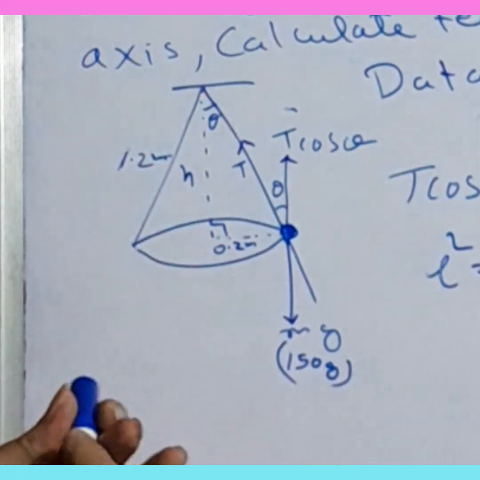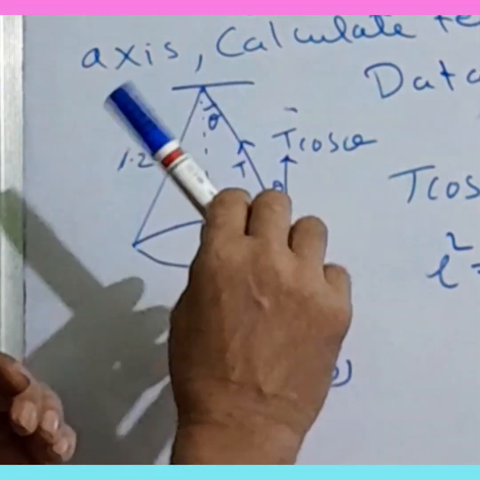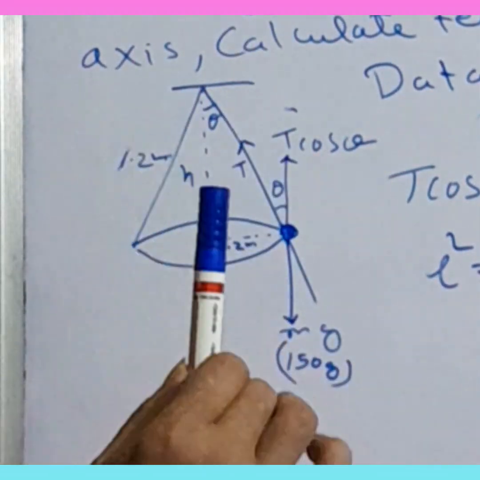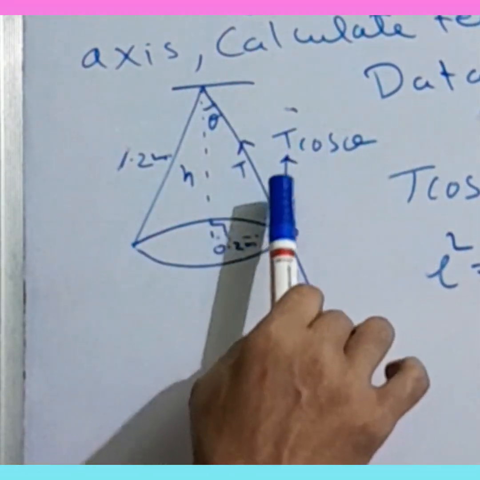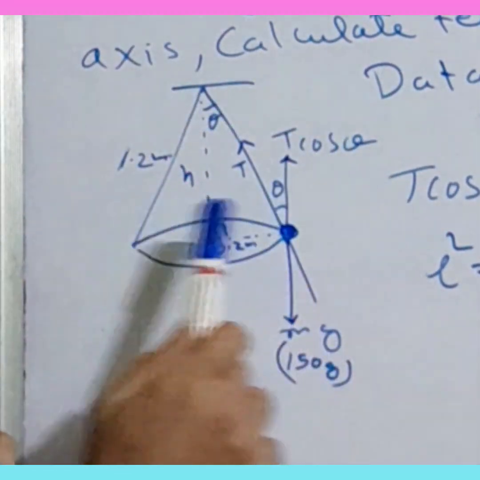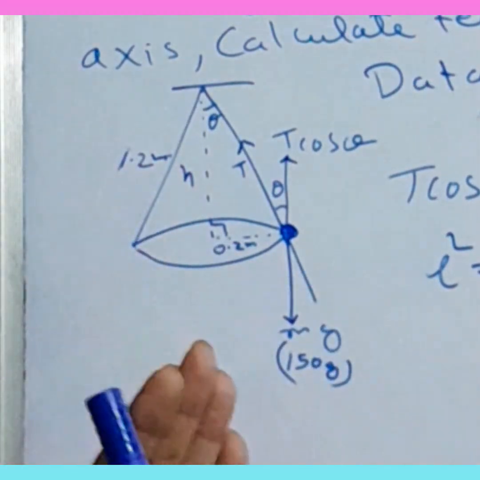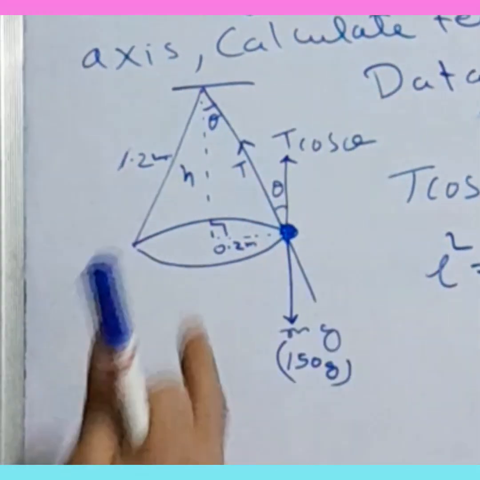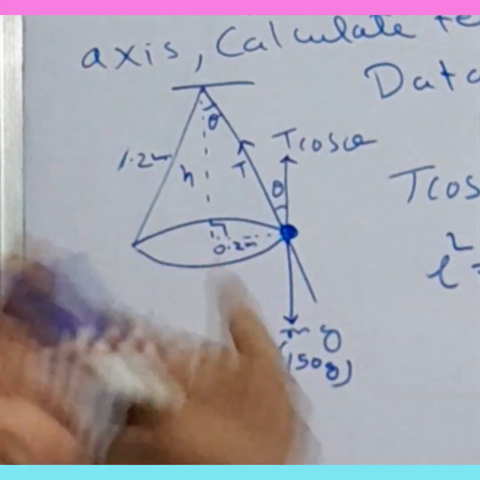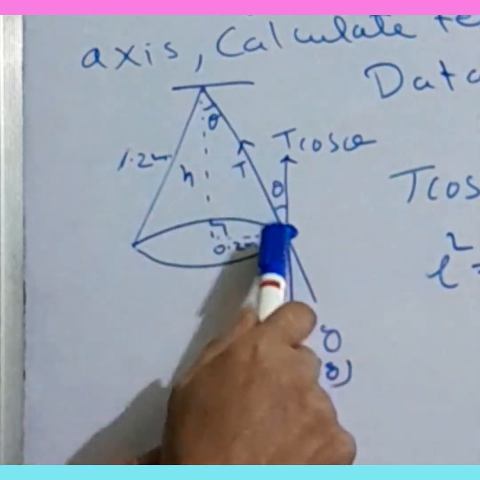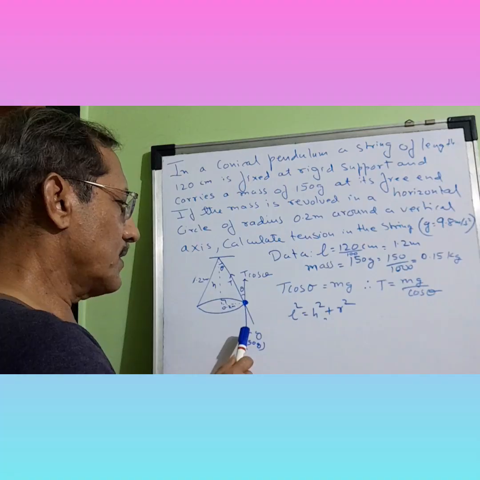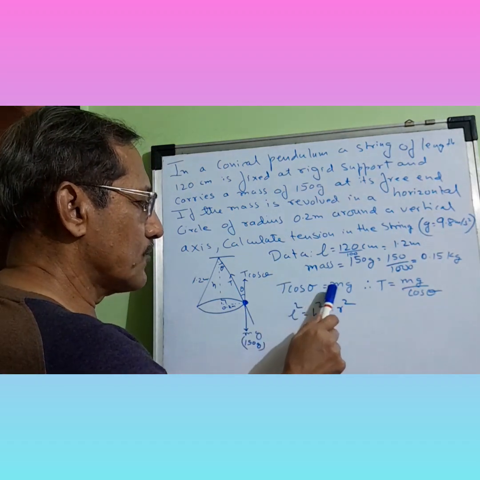So we resolve tension. We resolve tension into cos theta and sin theta, T cos theta, T sin theta, and as per resolution of vector, the component which is adjacent to theta gets cos. So this is T cos theta and this is T sin theta. T sin theta we are not interested in right now because T sin theta is what is providing the centripetal force responsible for its rotation. So T cos theta is balancing mg. So we have T cos theta is equal to mg.